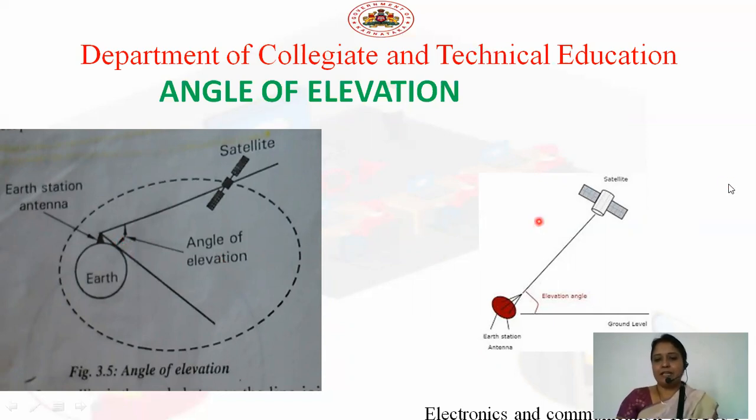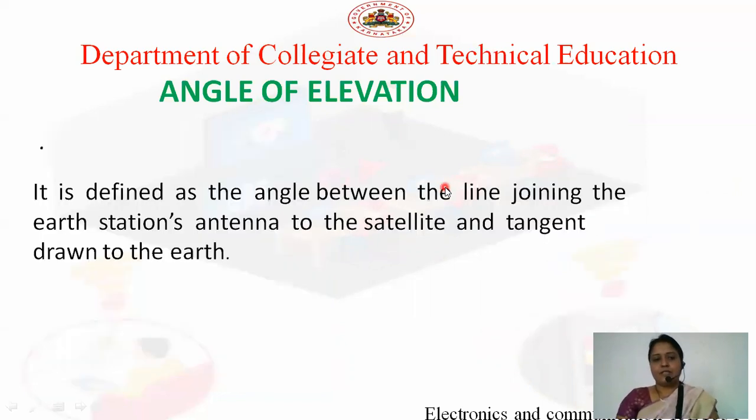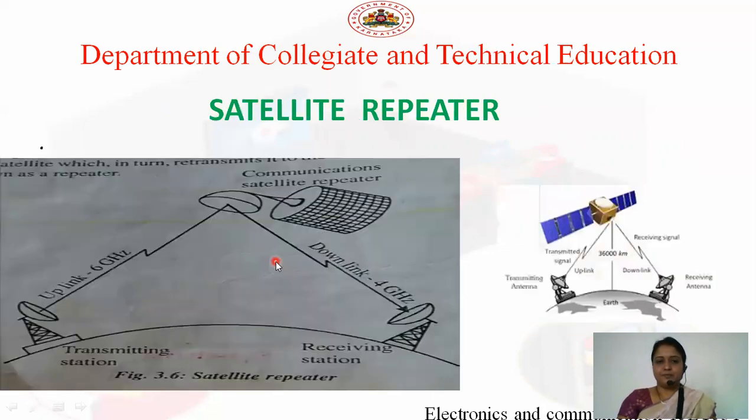Therefore, how can we define the angle? Here you can see the satellite and this is the earth station antenna. One line is drawn and one more line is the tangent drawn to the earth surface here. Now the angle between those two represents the angle of elevation. That is, it is defined as the angle between the line joining the earth station's antenna to the satellite and the tangent drawn to the earth. That particular angle is called the angle of elevation.